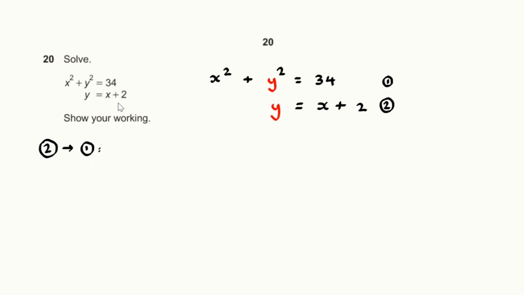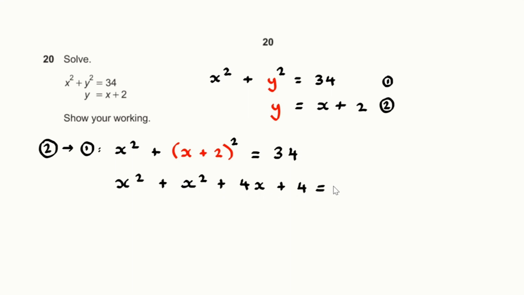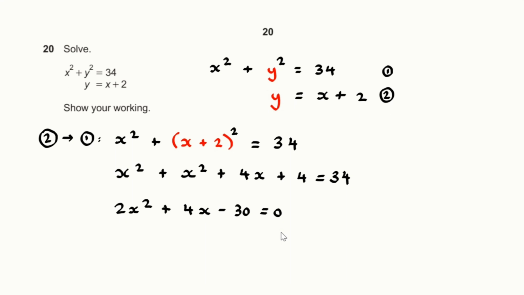And if we do this, we have x squared plus y squared. Now I know what y is. That's x plus 2. And then squared. This is equal to 34. So I've got x squared plus 4x plus 4 equals 34. I've got 2x squared plus 4x. Now here 4 take away 34 is minus 30. And this is equal to 0.